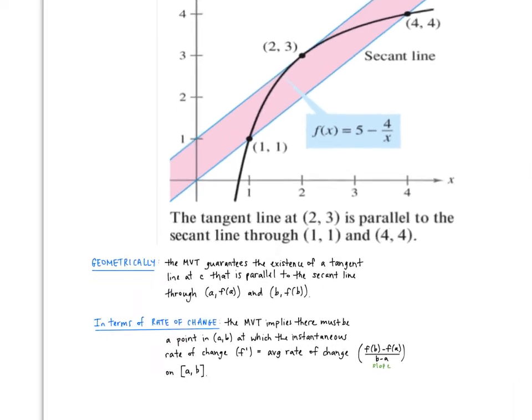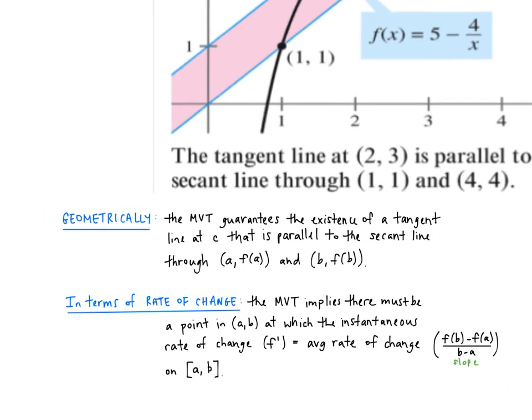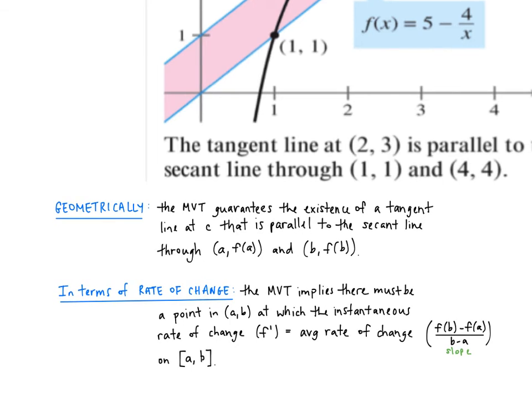If we take a look at what we're talking about, there's kind of two different ways to look at it. Geometrically, the mean value theorem guarantees the existence of a tangent line at C that is parallel to the secant line through the points A, f of A and B, f of B. In terms of rate of change, the mean value theorem implies there must be a point in the interval AB at which the instantaneous rate of change, f prime, is equal to the average rate of change, f of B minus f of A over B minus A, on that closed interval.